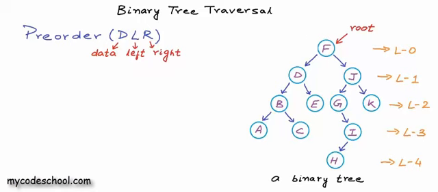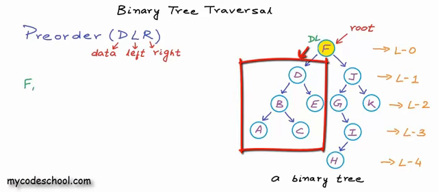For each node we first need to read the data. I'm writing F here, the data that I just read. And now I need to go left and finish the complete left subtree. And once all the nodes in the left subtree are visited, then only I can go to the right subtree. The problem here is actually getting reduced in a self-similar or recursive manner.